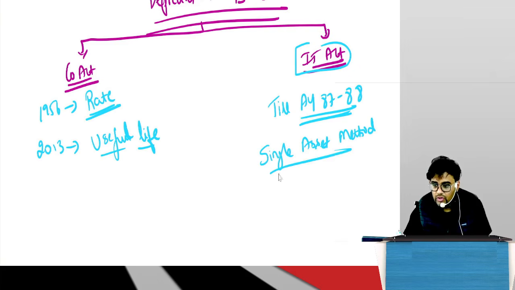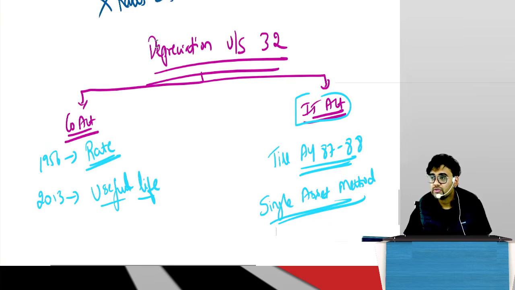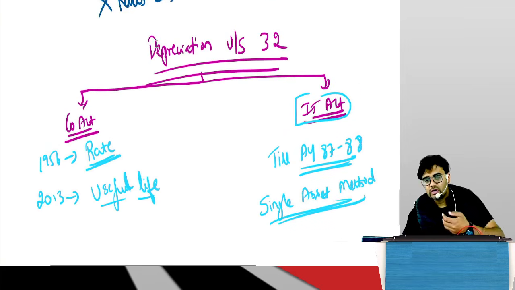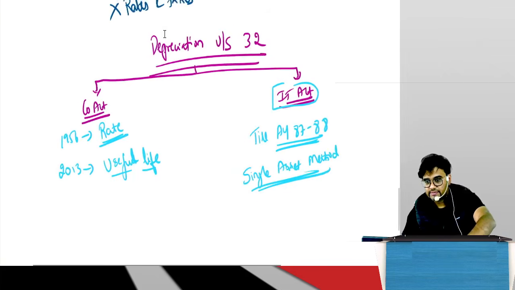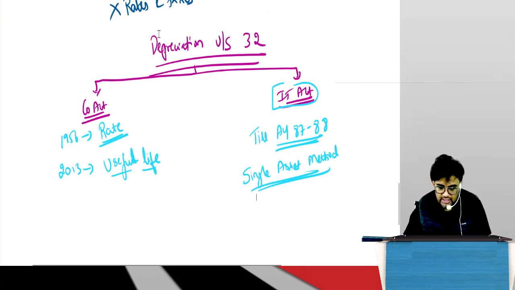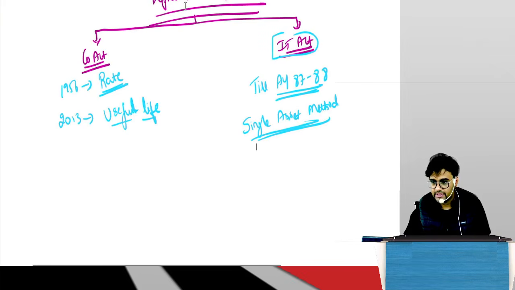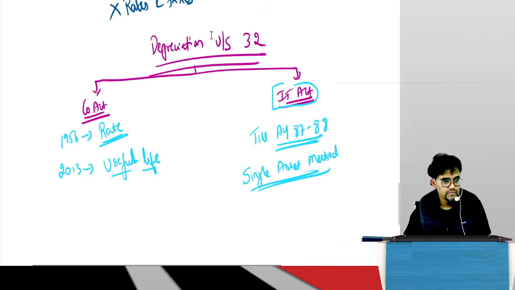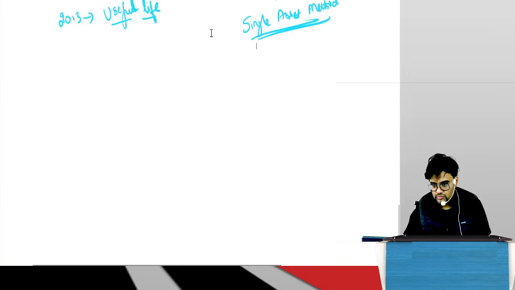Sir, why are you explaining old things? Because in order to understand a new thing, you have to understand what was there before. It is called single asset method. With example, we will explain. So what was there before and what has changed now is what I need to see. Let's see single asset method.